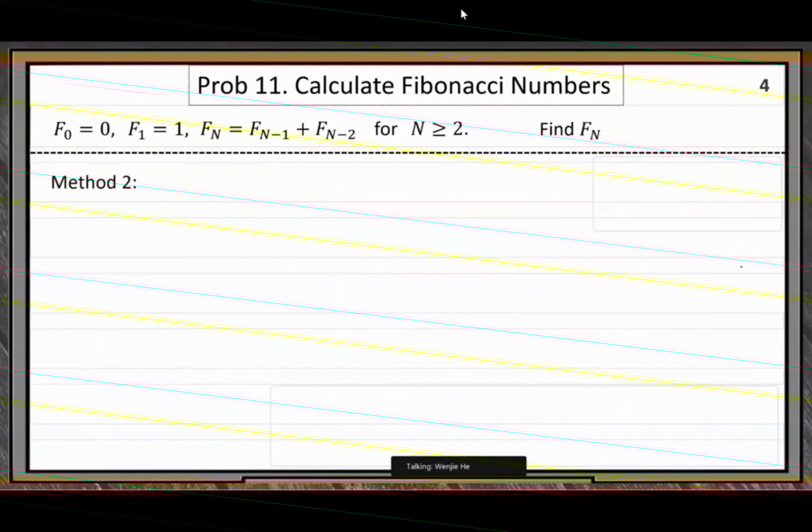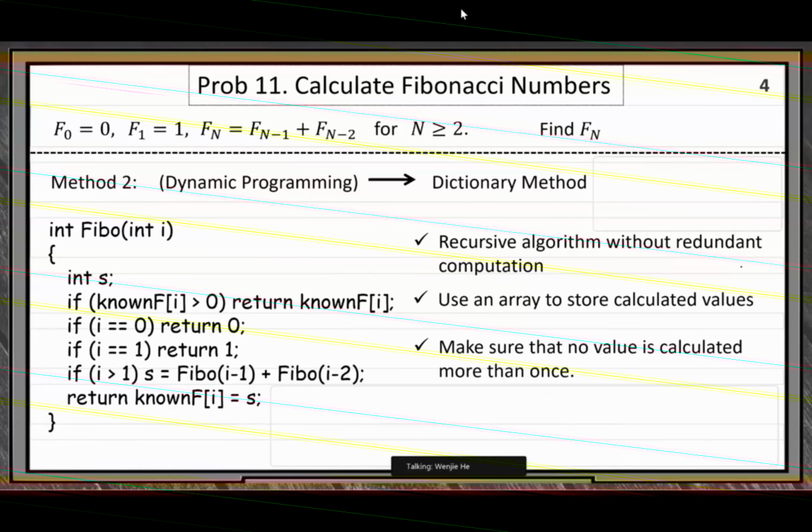This name, knownF. The known values of the Fibonacci numbers we will put in this array, knownF. Initially, this knownF array contains all 0 values. Then, the first step, before we do the calculation, we do the detection. If the current Fibonacci number, knownF[i], is greater than 0, that means it contains a calculated Fibonacci number.